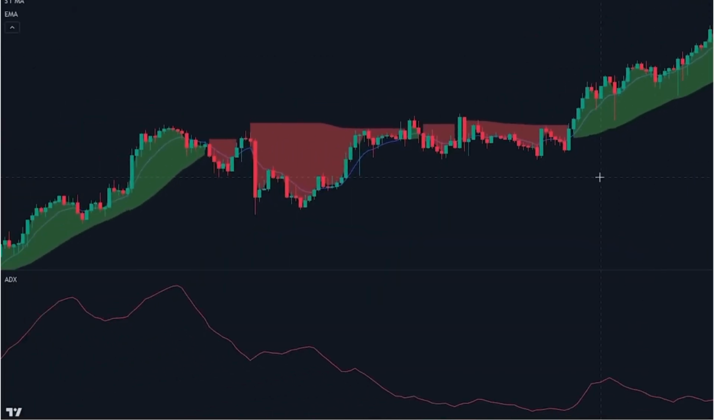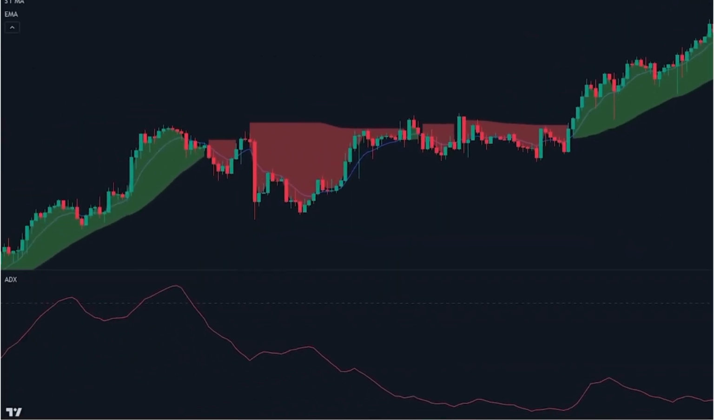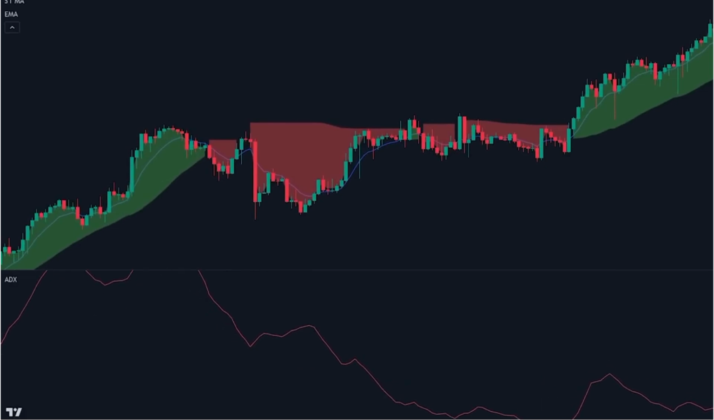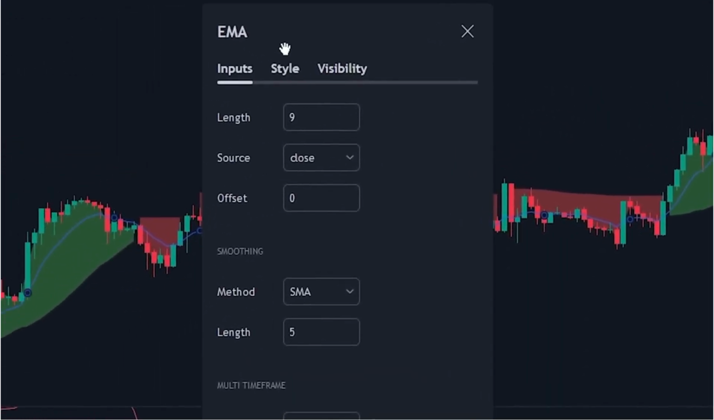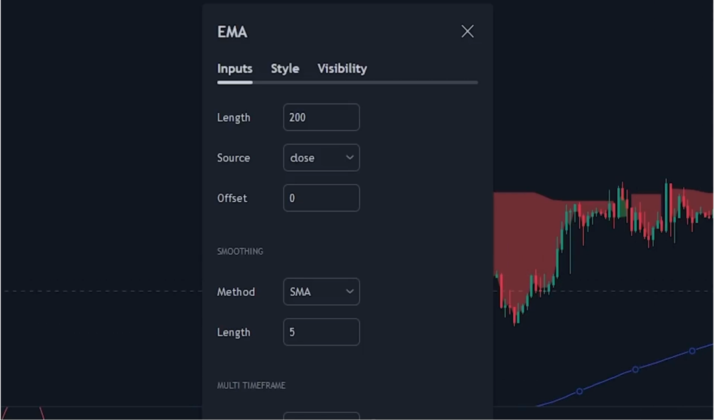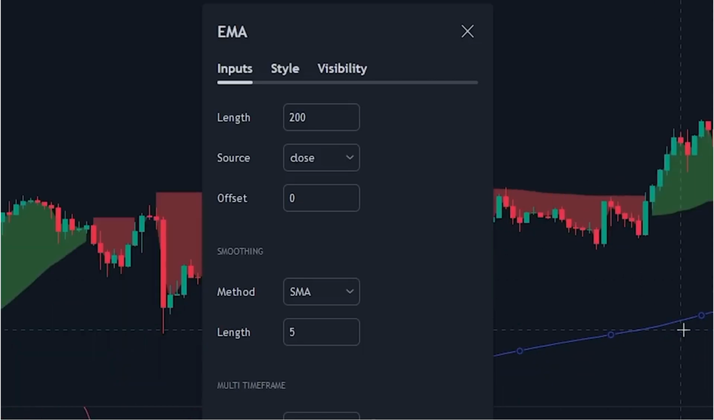Now let's make some adjustments to the settings of the indicators in order to optimize them for the strategy. Let's first change the EMA indicator's settings. Navigate to the settings of the EMA indicator and click on the Inputs tab. In order to capture a longer-term trend, we will increase the length of the EMA to 200. By extending the calculation period, we can gain a broader perspective on the price movements.